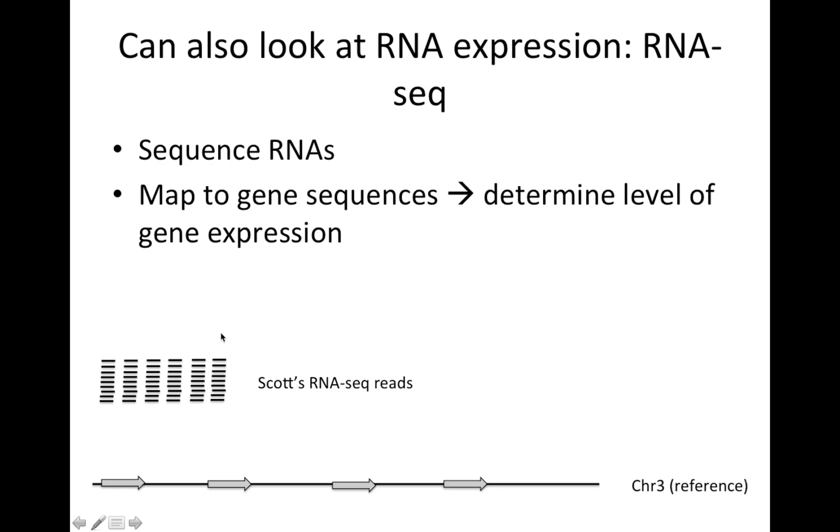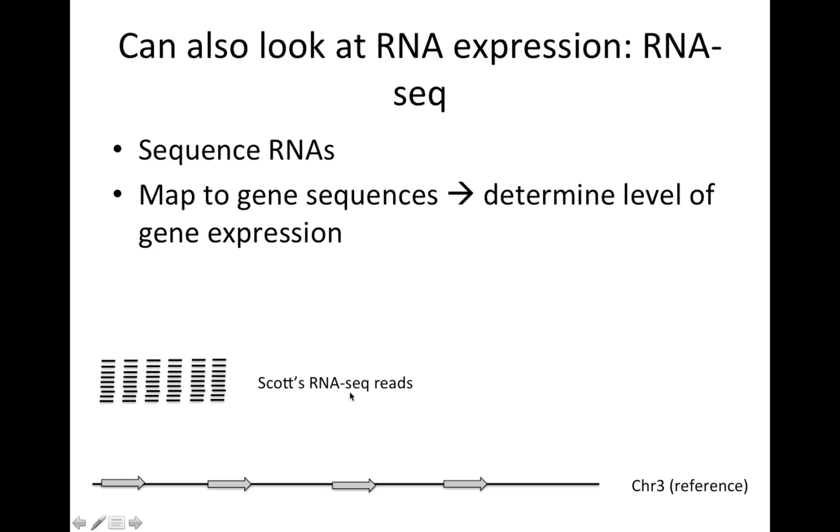And then we're going to map these to the gene sequences to determine the level of gene expression of different genes. Because as we've discussed, gene expression will be different in different cells, and it can be very high, it can be very low, it can be on, it can be off. So to study this, we can take RNA from my tissue and then perform sequencing of it.